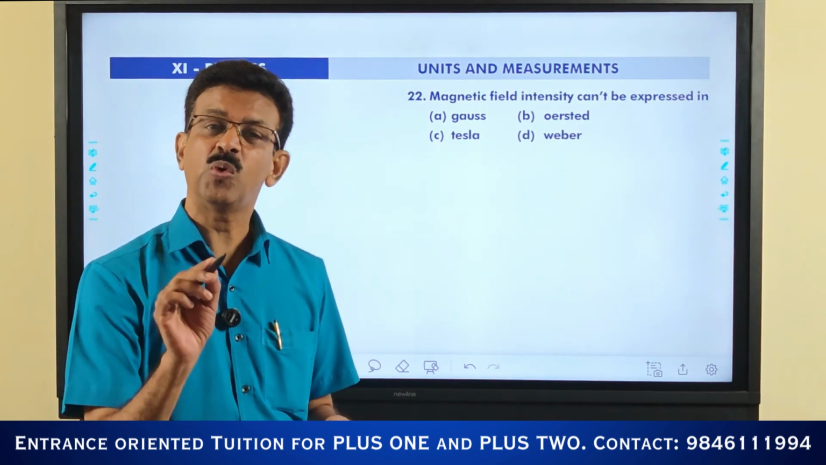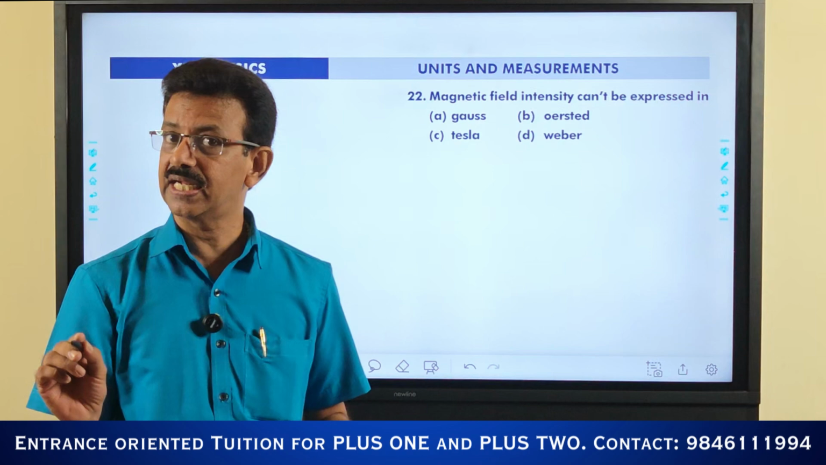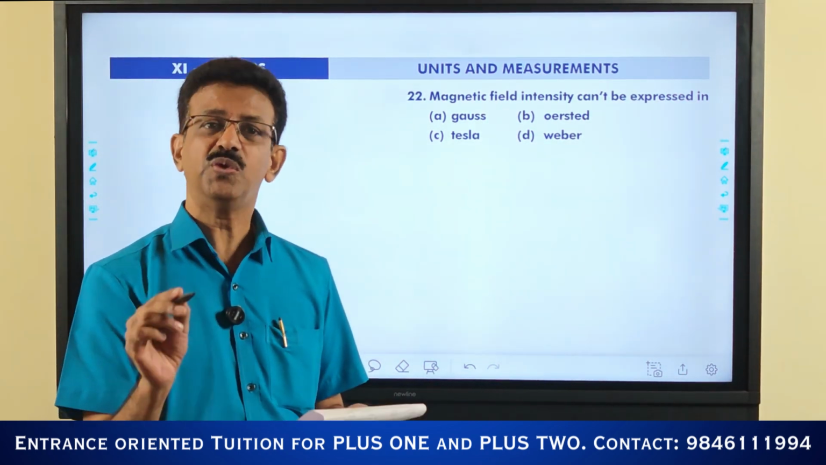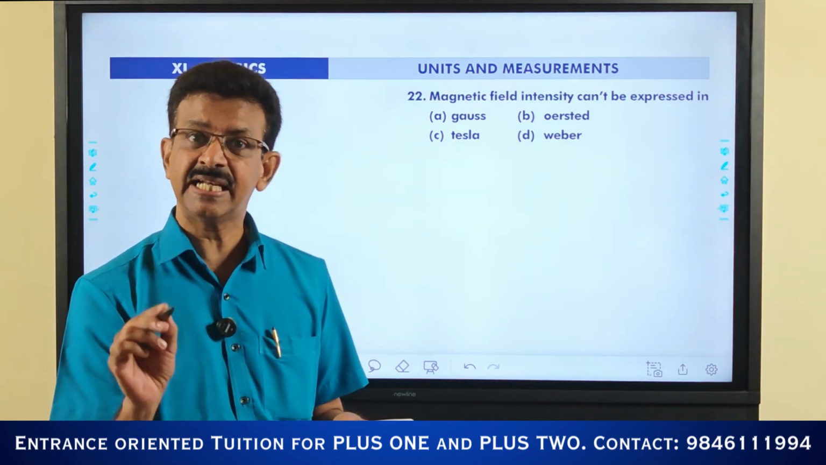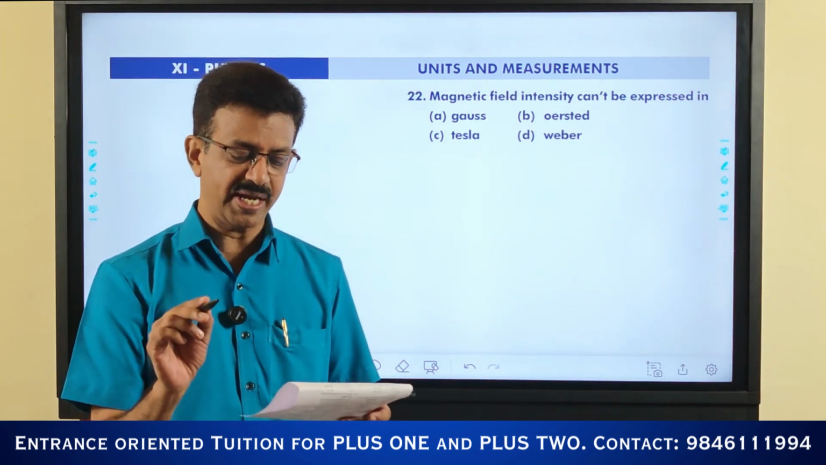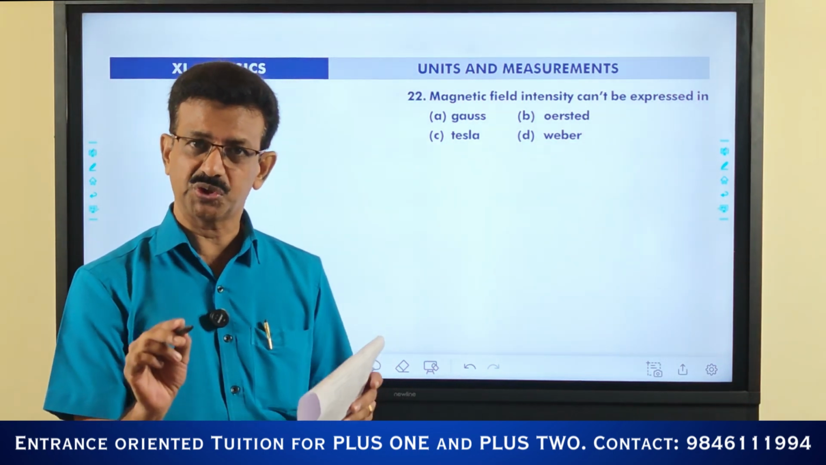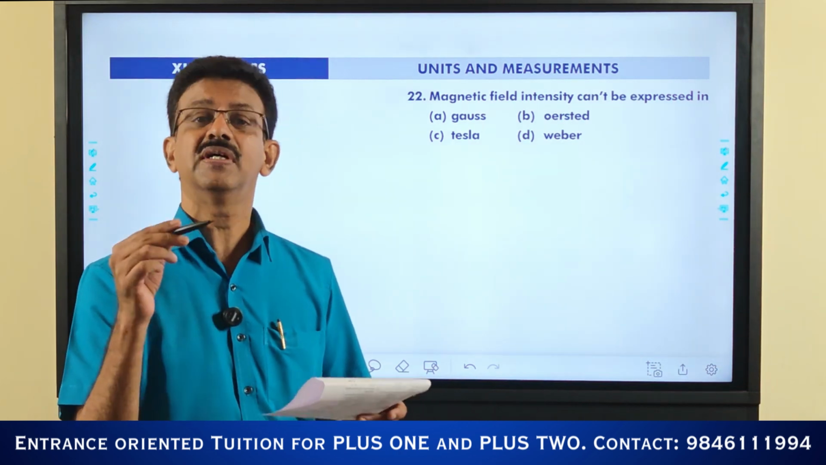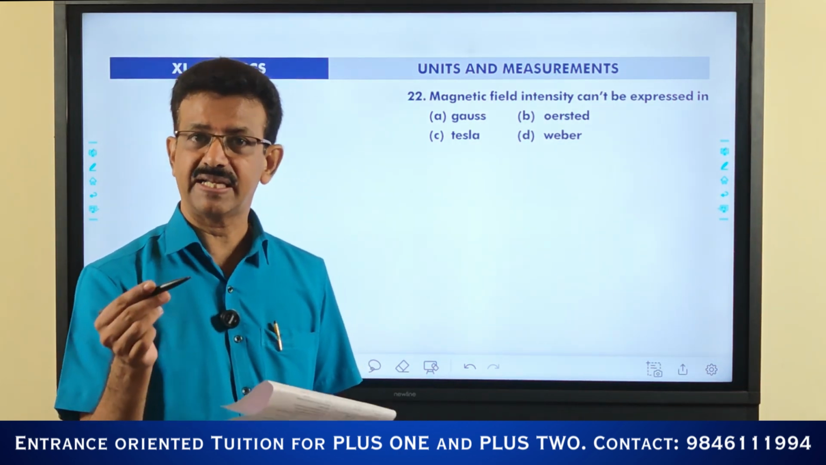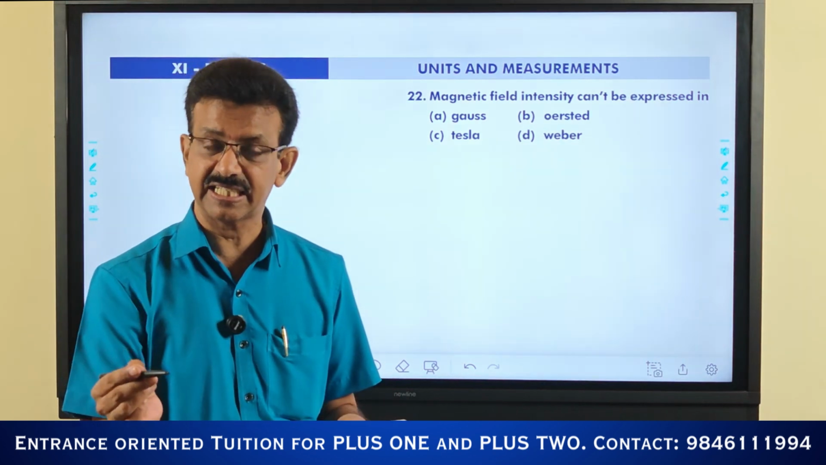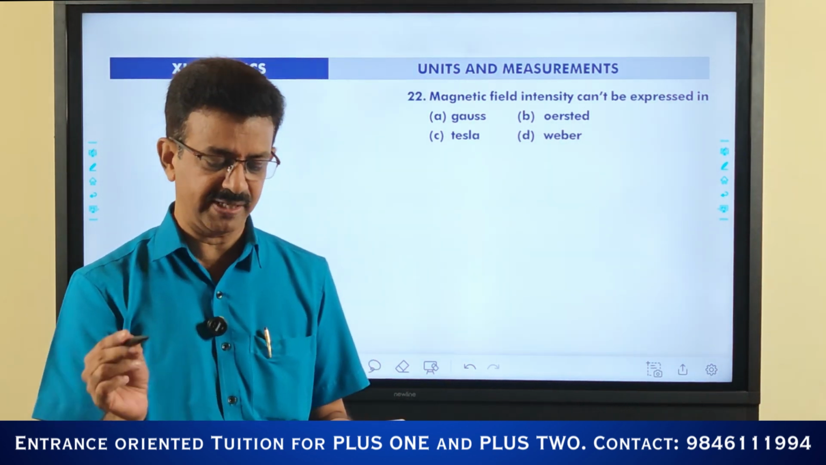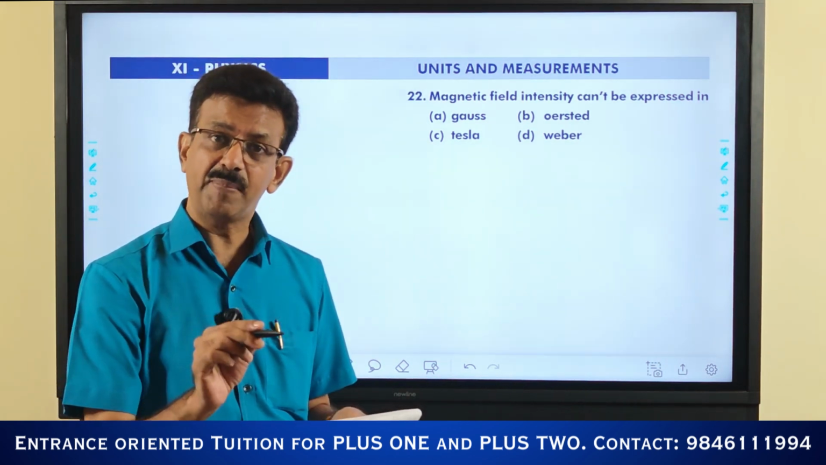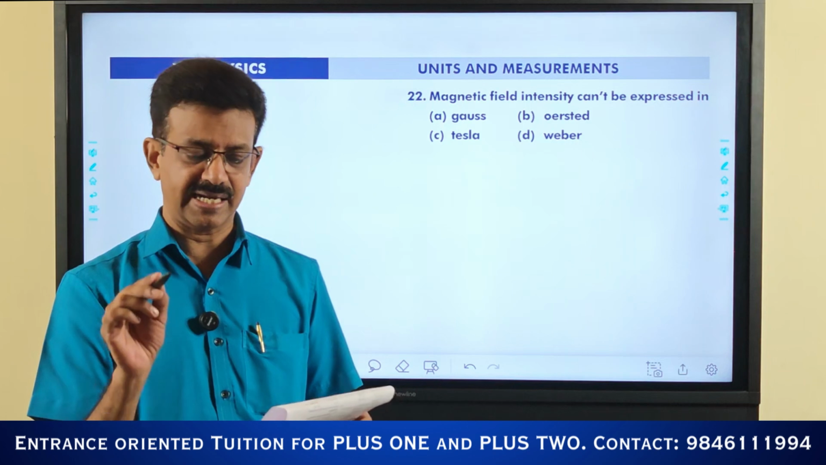Gauss is the smaller unit of magnetic flux density or magnetic induction. Oersted is also used to represent the intensity of magnetic field. It is used to represent the strength of magnetic field. The SI unit of the magnetic field strength or magnetic flux density or magnetic induction is Tesla or Weber per meter squared. Now, here the D choice is Weber. Weber is the SI unit of magnetic flux.